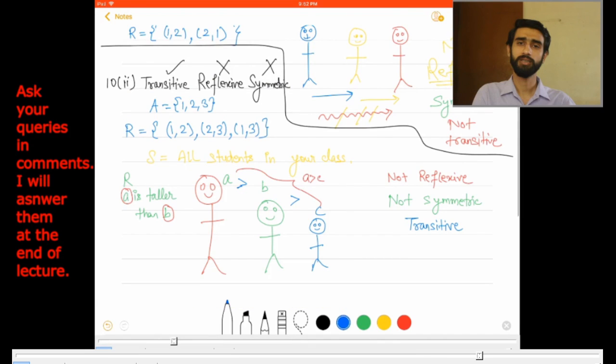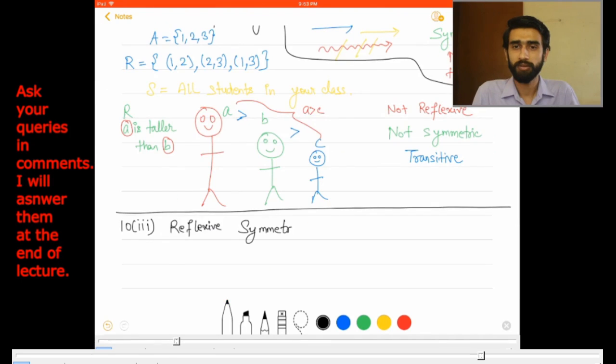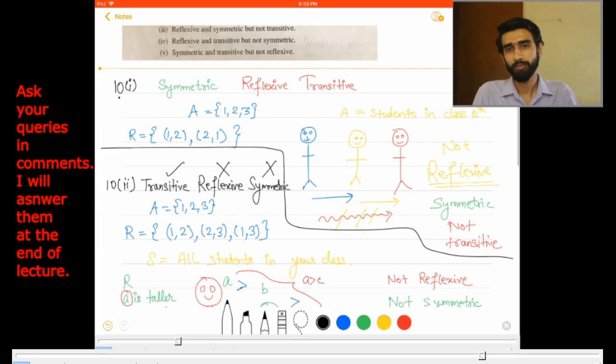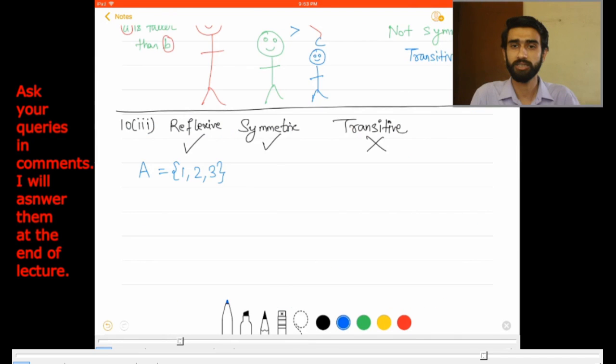Now let's go for the third one. What is he asking? He is saying we have 3 types of relation: reflexive, symmetric, and transitive. Give an example which is reflexive, symmetric, but not transitive.